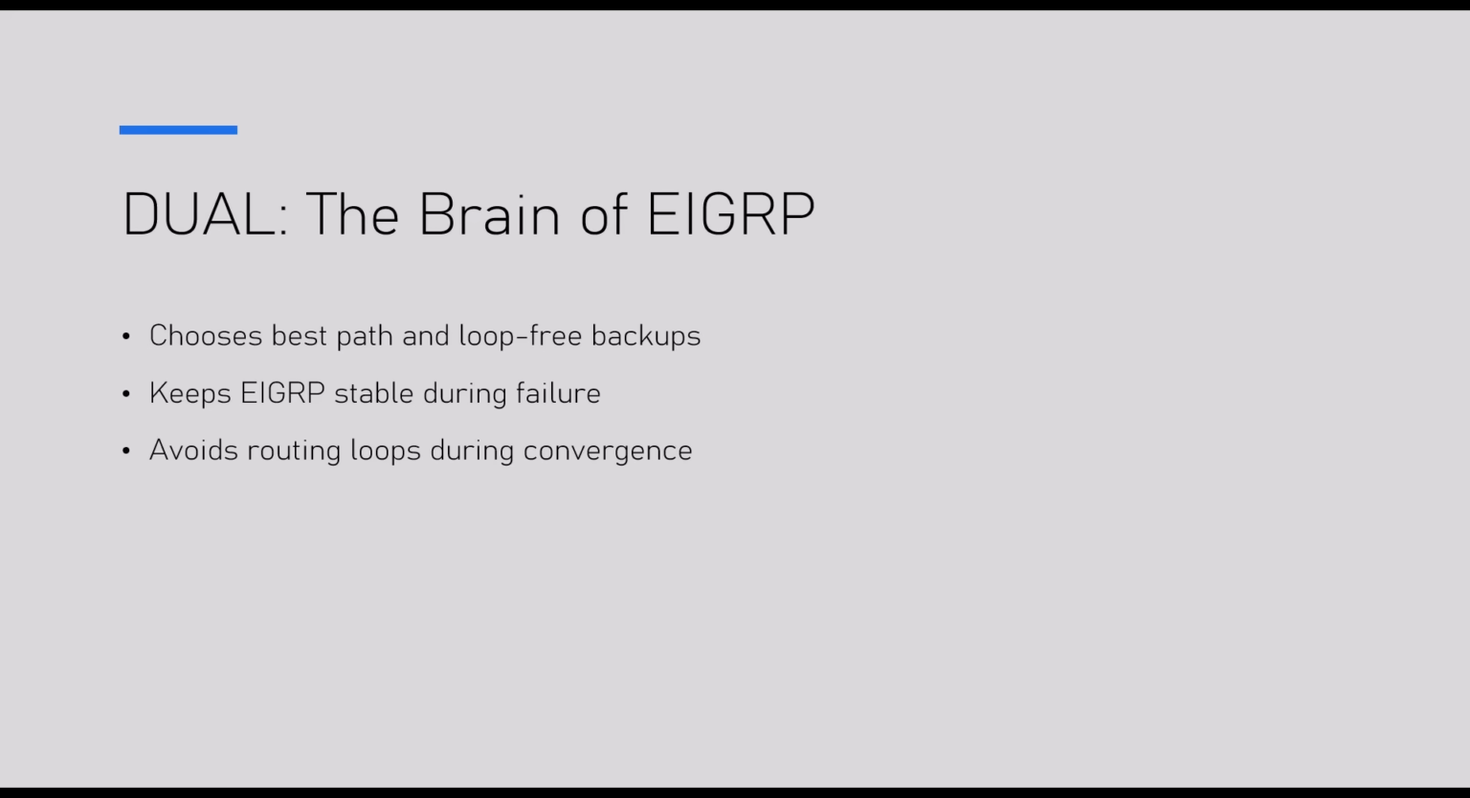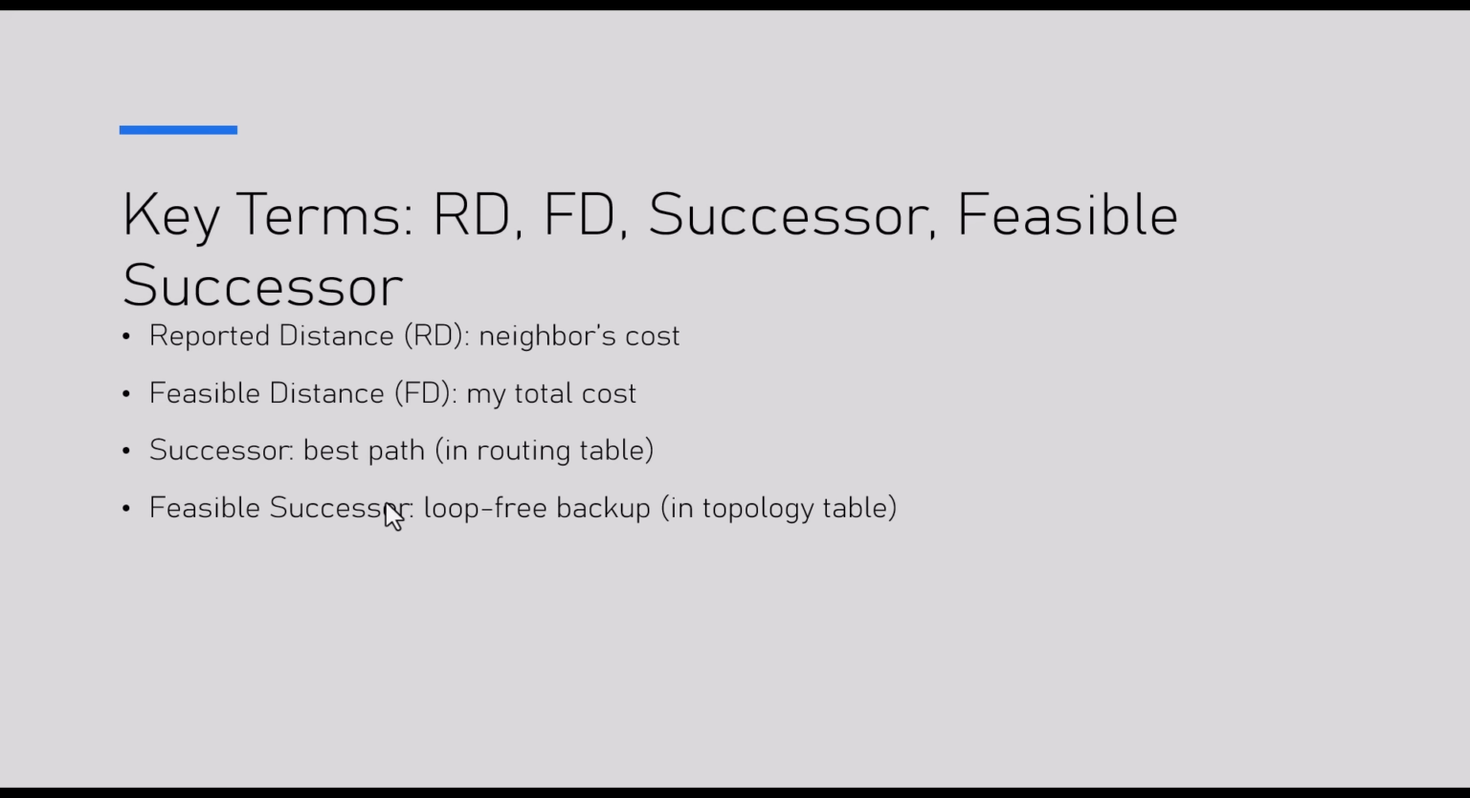It keeps EIGRP stable during the failure. Also, it avoids routing loops during convergence. The key terms are very important, and some of them may be a little hard to understand. So for that, I'm just going to draw something.